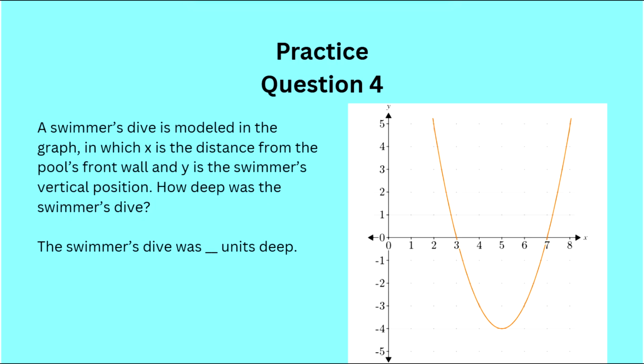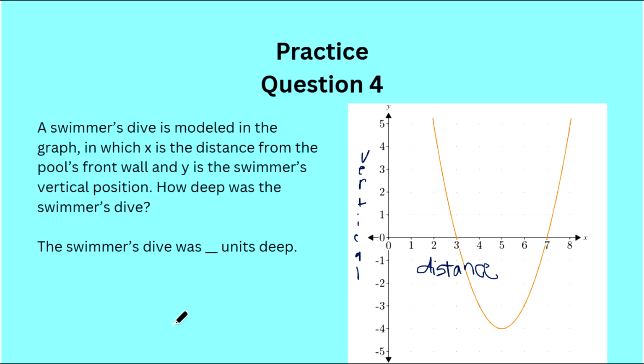Here's practice question number 4. A swimmer's dive is modeled in the graph in which x is the distance from the pool's front wall. So this is distance. It always helps to just label stuff so you don't get confused later. Okay? And y is the swimmer's vertical position. This is vertical, which is nice because it's actually vertical. How deep was the swimmer's dive?